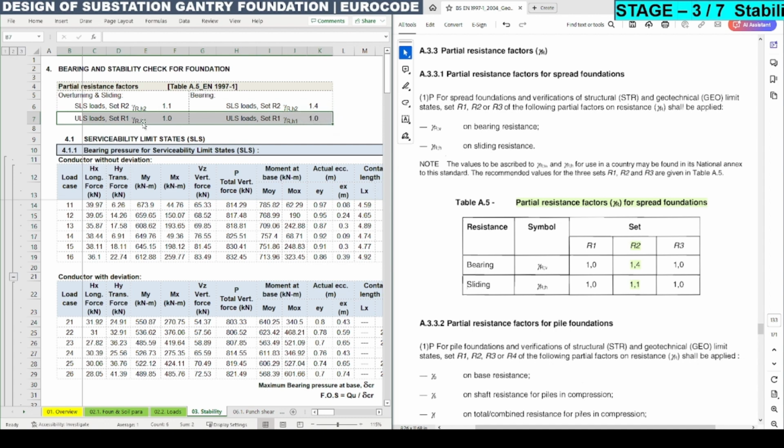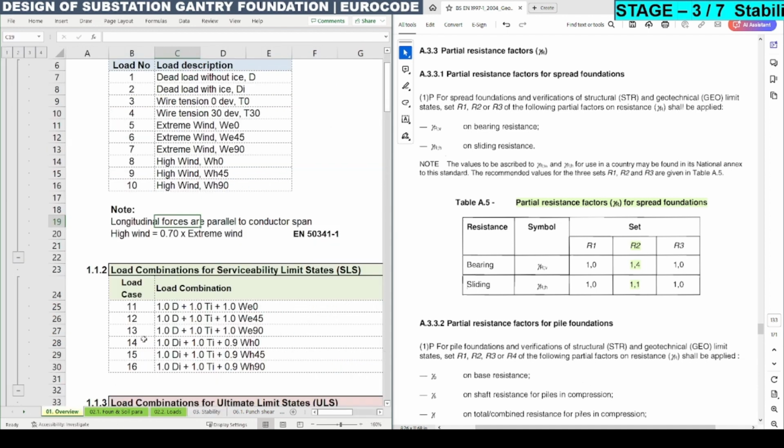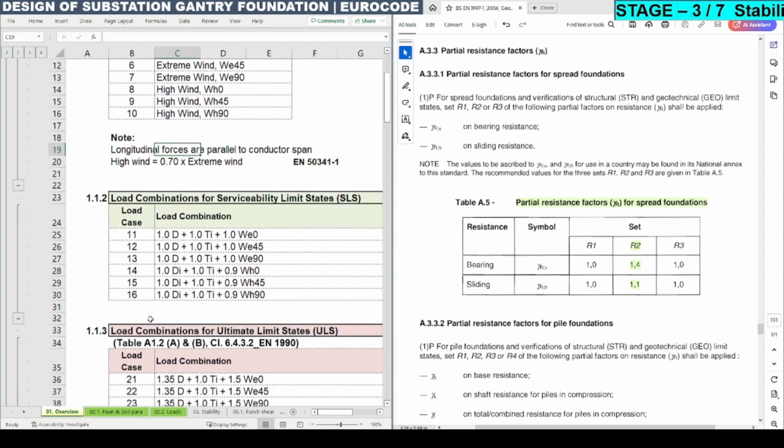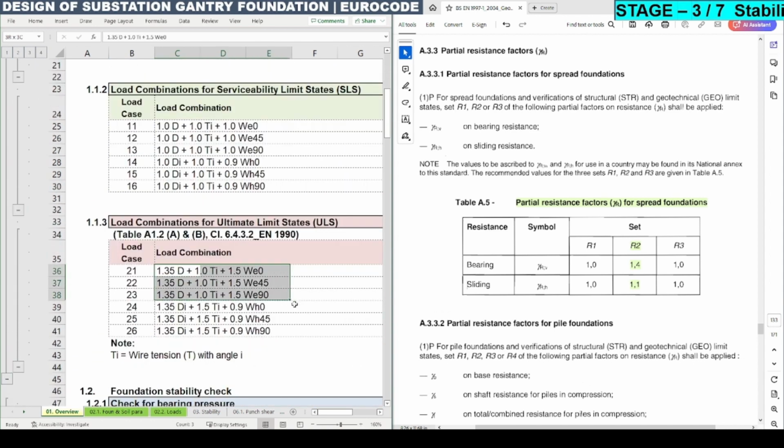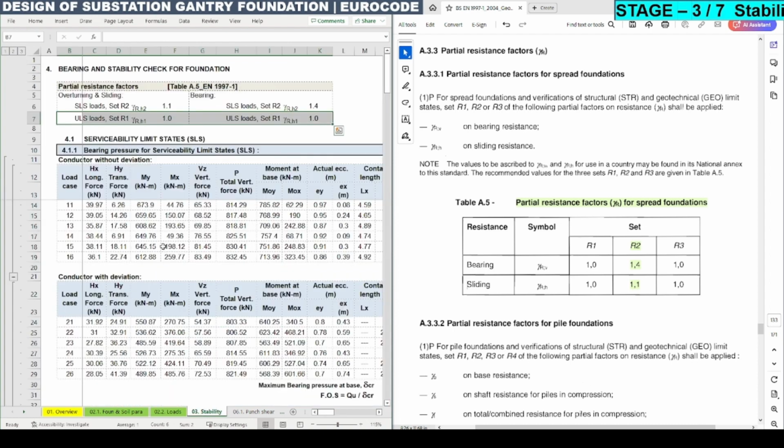For the ULS load combination we can consider 1, because this ULS load combination already has the load factors, so we need not consider separately increased load factors. You can see that for the ULS case we already multiplied all the primary loads with 1.35 and 1.5. So no need to consider any further load factors. Simply we can consider 1.